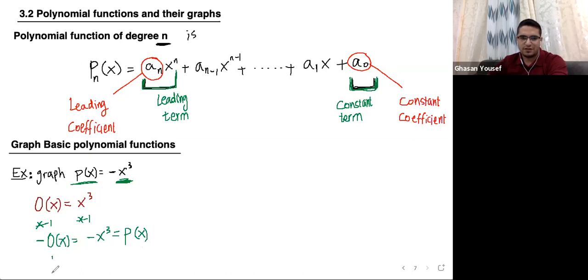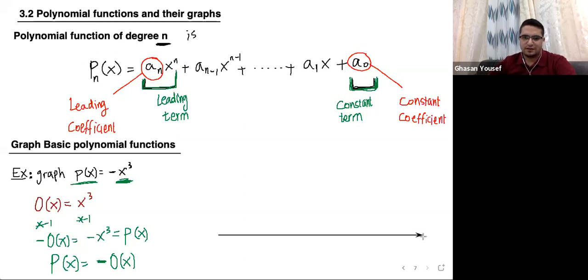So actually, to graph the function P of x equals minus Q of x, we have to graph the original function x cubed, then reflect it around the x-axis. Why? Because the minus is outside the original function. If the minus is inside the parentheses, this means we have to reflect it around the y-axis, as we learned before. We talked about this a lot before. So here is the graph of the function P of x, the polynomial function.